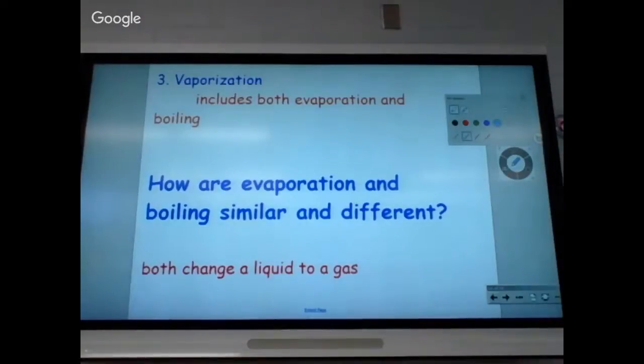Let's see. What else can you tell me about boiling and evaporation? Which one's going to be at the warmer temperature? You don't need to boil it up. So what can you tell me about the temperature? Boiling is hotter. So the temperature is going to be warmer on boiling than it is for evaporation. Which one's going to have a specific temperature?